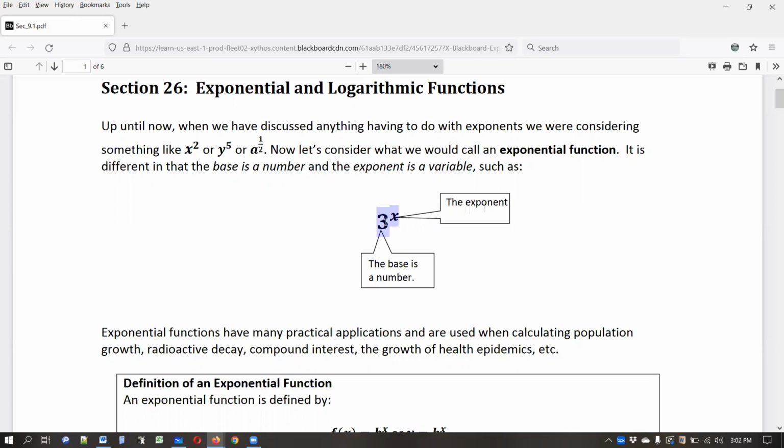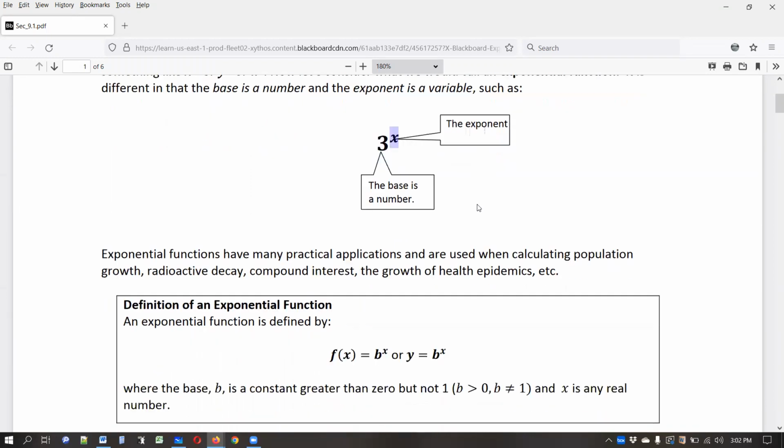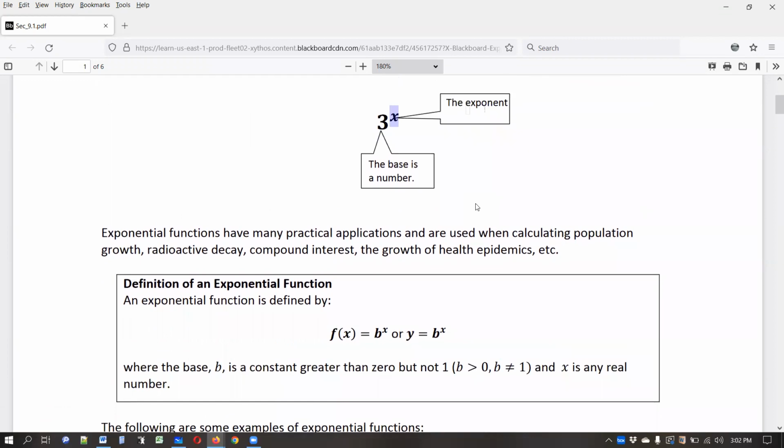And exponential functions are functions, as you see here, where the variable is in the exponent. Which is very different from, for example, a polynomial function, a quadratic function such as x squared plus 2x plus 3, where the variable is in the base. So these functions have the variable in the exponent. The number that you see here, in this case 3, is called the base, and the variable is called the exponent.